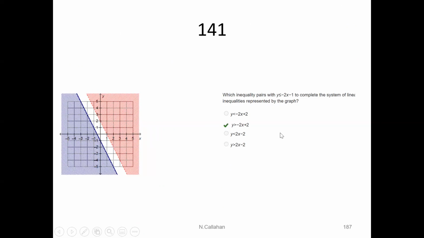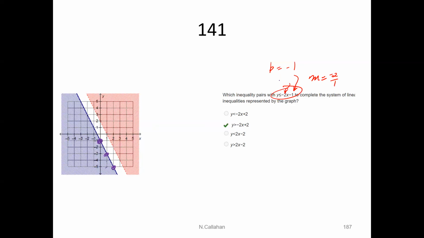Continuing on with our coloring and shading of inequality from yesterday, it says which inequality pairs with this one to complete the system of linear equations represented by the graph. So let's graph the first one. Here your b is a -1, which is that last number right there. Your m is going to be the number in front of the x, which is -2/1. If I were to graph this, I start off at -1, so go down to -1. I go down 2/1, down 2/1.